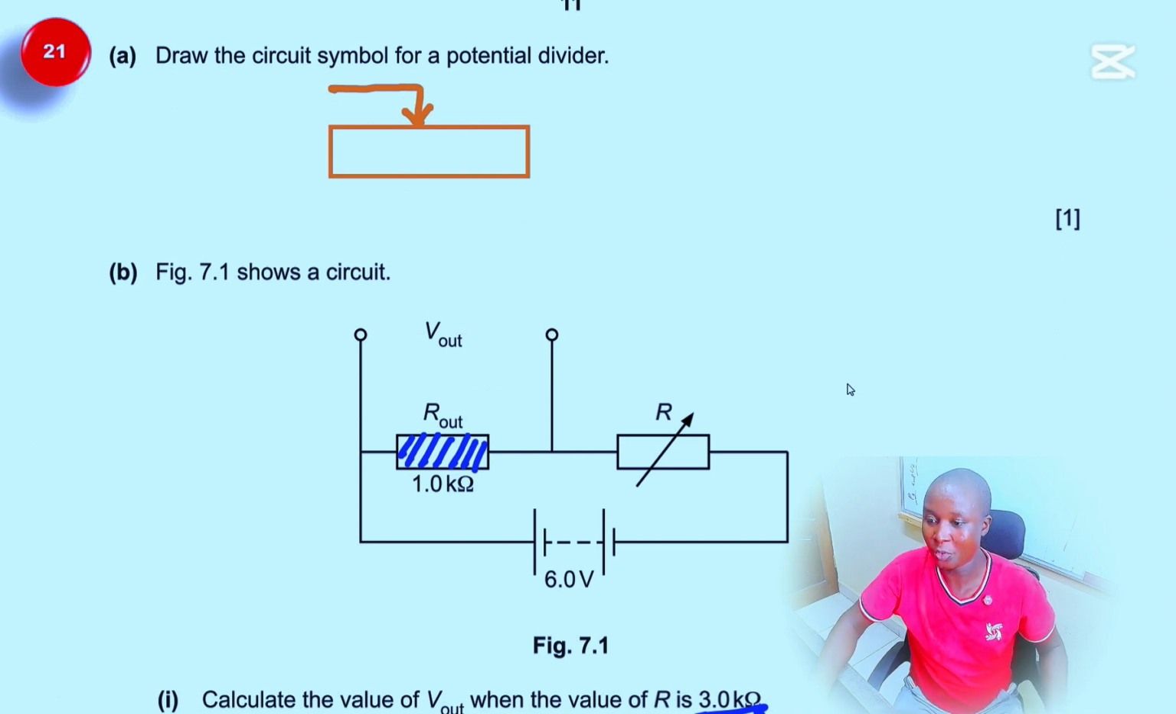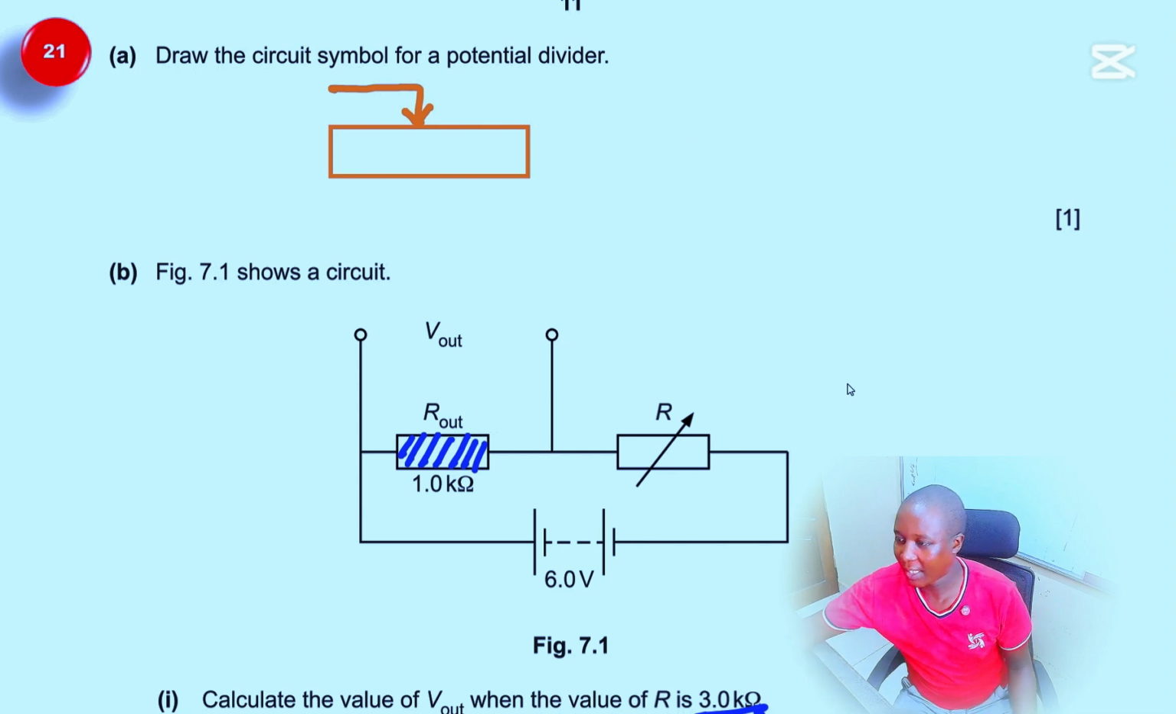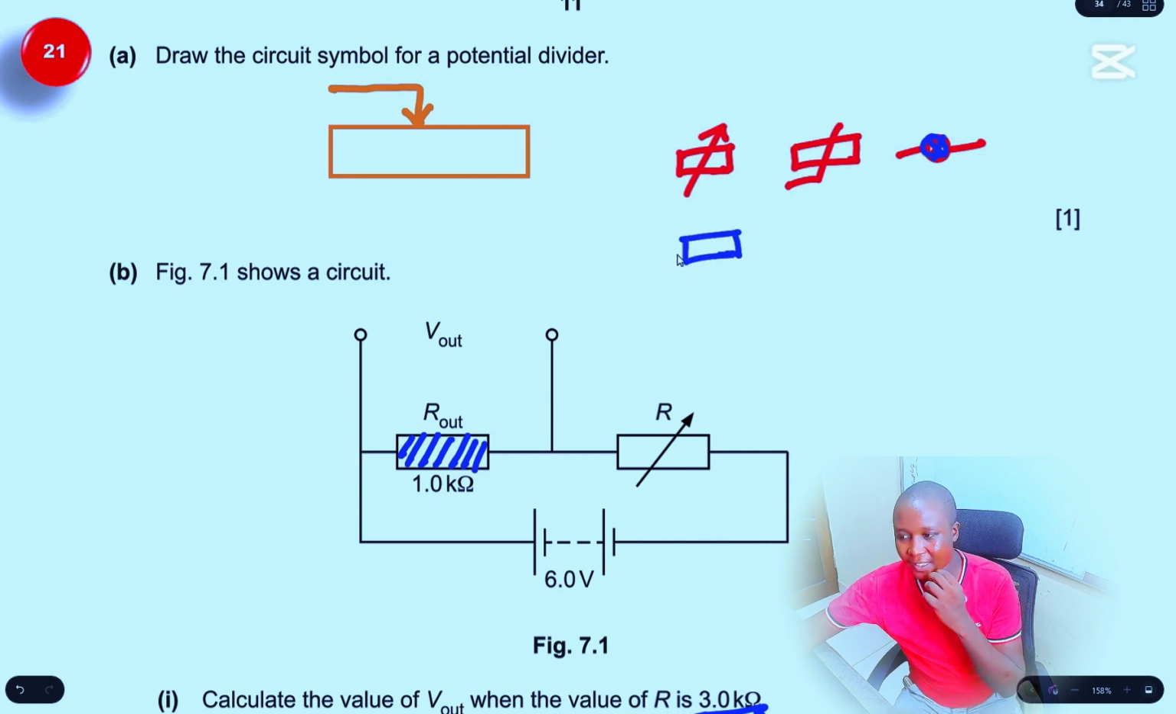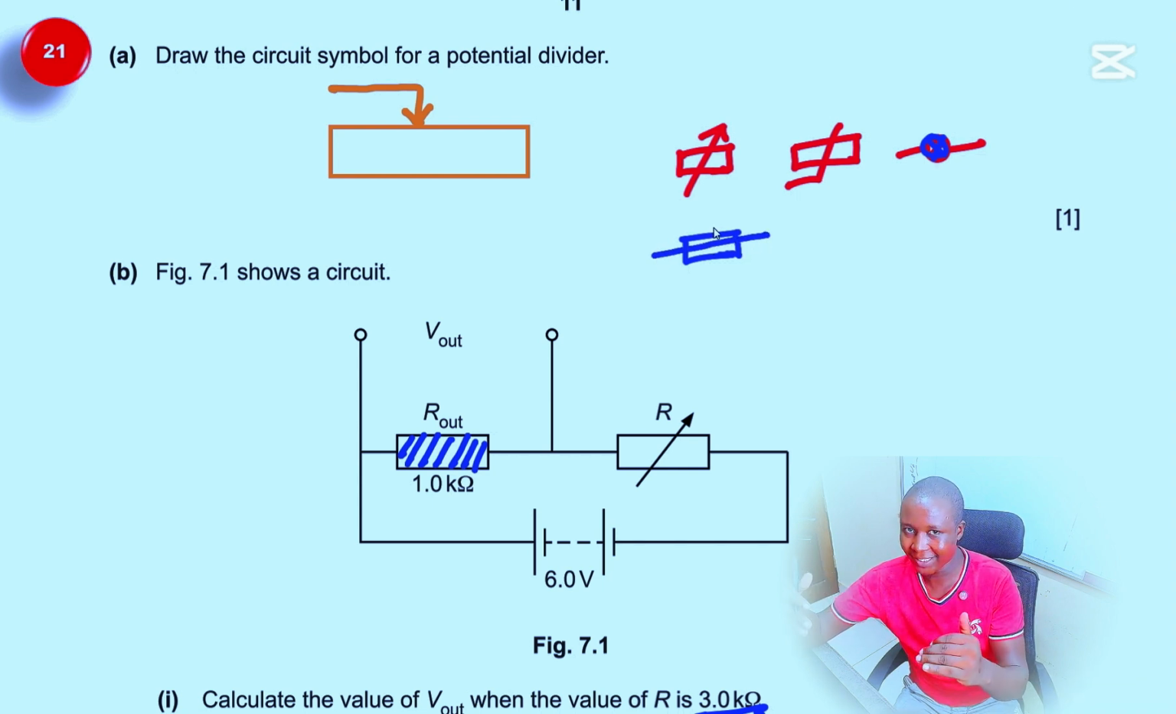Still in electricity, you may be told to draw the symbol of a potential divider. A potential divider is drawn like that. A variable resistor is drawn like that. A thermistor is drawn like that. A filament lamp is drawn like that with an X inside. If you are told a fuse is a device that has a thin wire within, then when more current passes, the thin wire is going to heat up, melt, and disconnect the current.